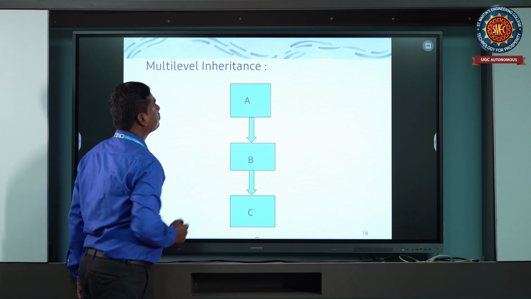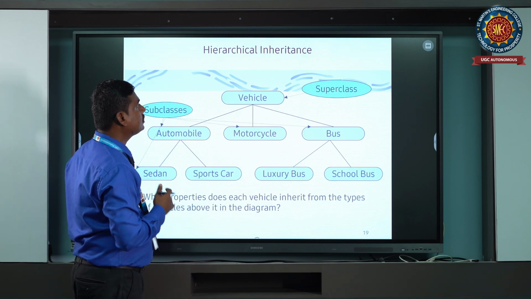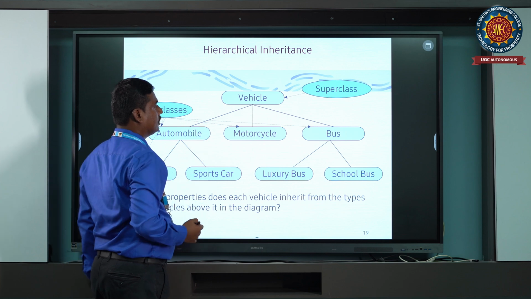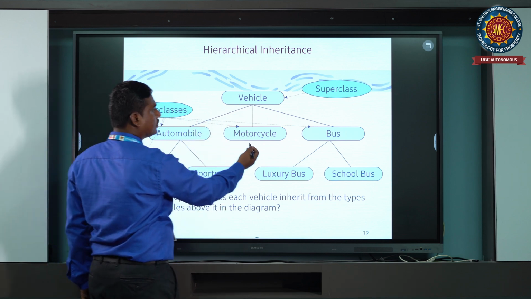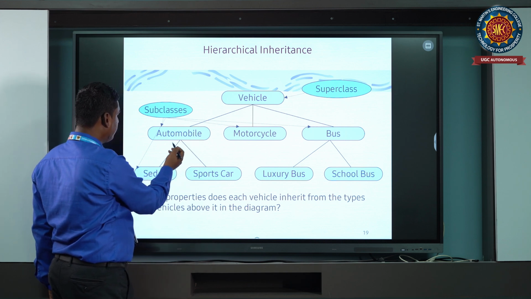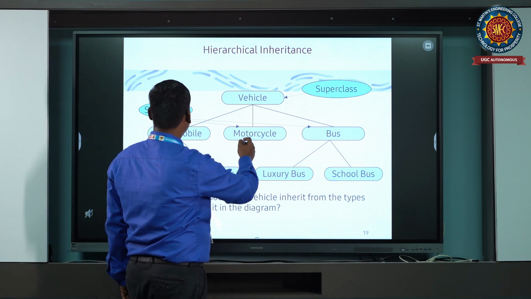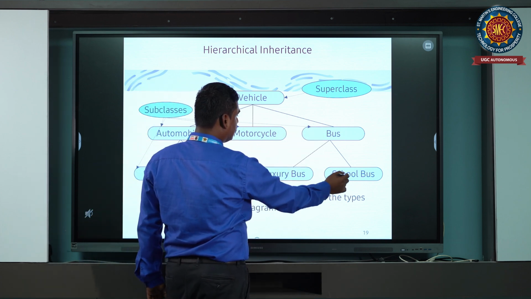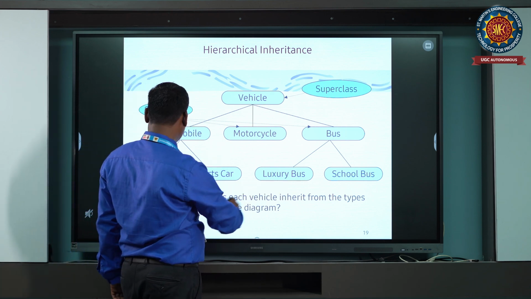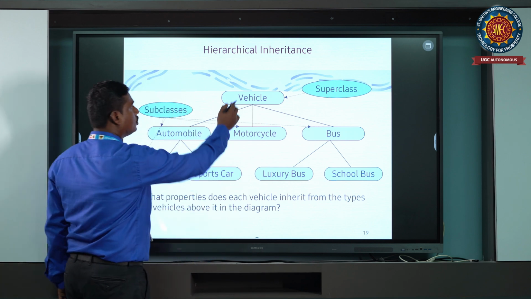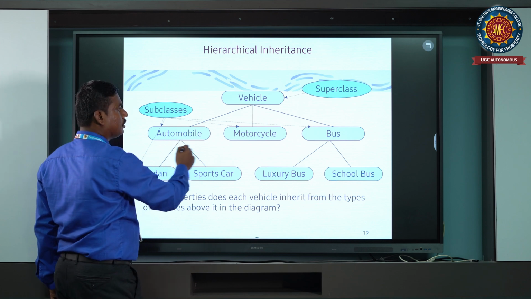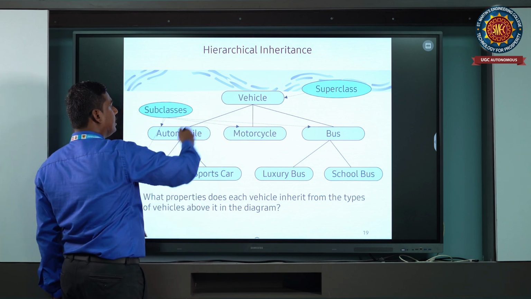Next one is hierarchical inheritance. In this hierarchical inheritance, we all know it easily. For example, vehicle is there. Under vehicle, we have automobile, motorcycle, and bus. These are the three inherited subclasses. In automobile, we have sedan and sports car; motorcycle has no partition. Buses have luxury buses and school buses. Motorcycle means two wheelers. What properties does each vehicle inherit from the types of vehicles above in the diagram? The first one is the superclass, vehicle, with three subclasses. Automobiles and buses have two more subclasses each. These come under inheritance.